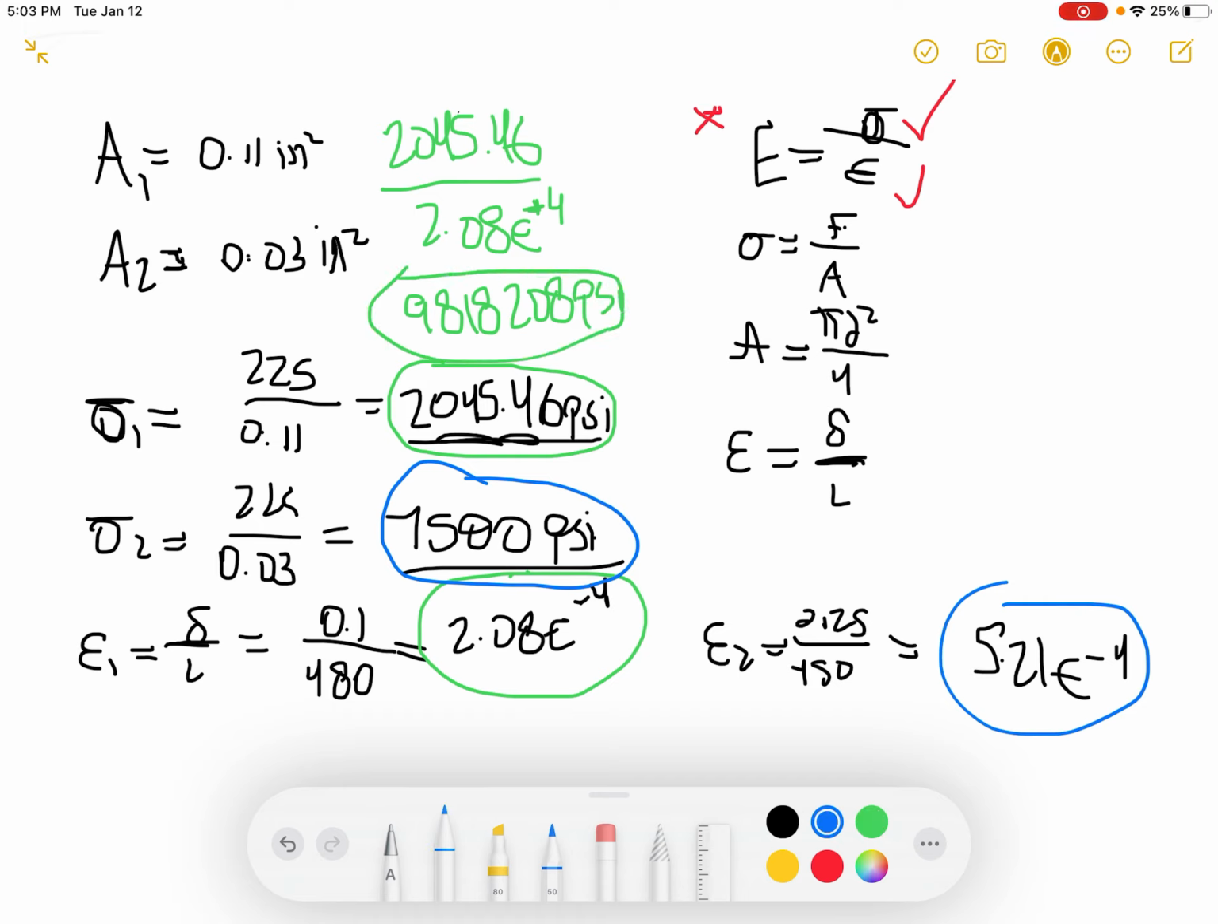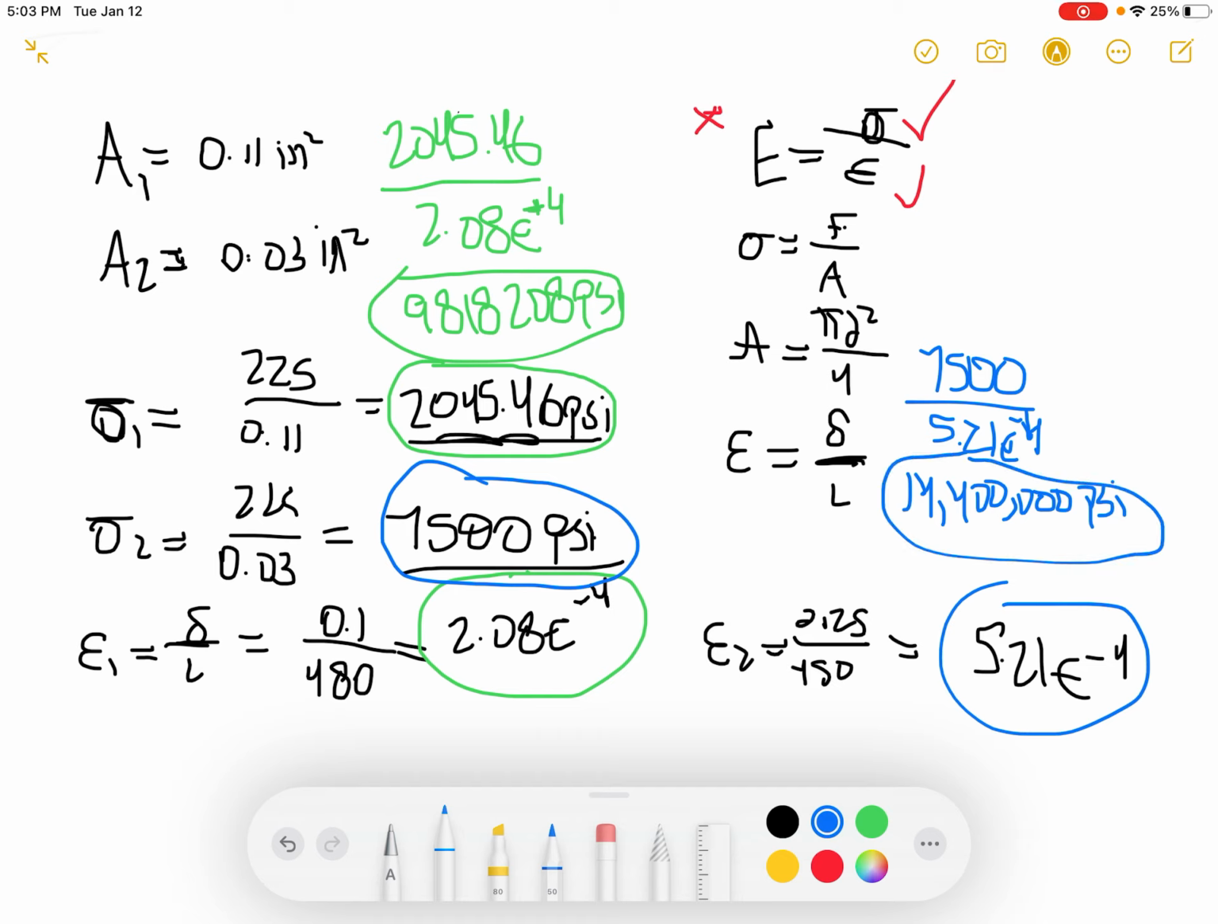Now for wire 2, we do the same thing. 7,500 divided by 5.21 e negative fourth. And then we get 14,400,000 psi. And there we go. And our question said which has the greater modulus of elasticity. Well, which number is bigger? This one. So that was for wire 2. Wire 2 has the greater modulus of elasticity.